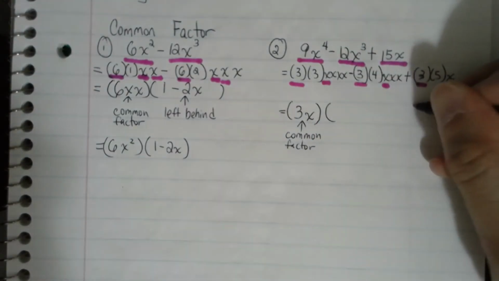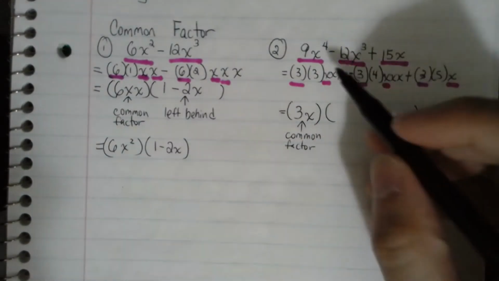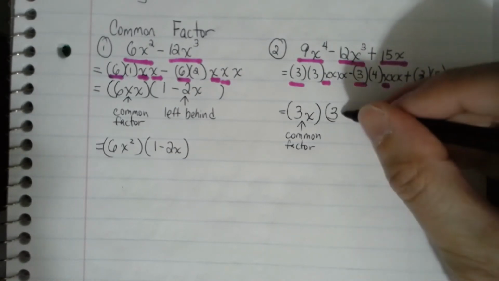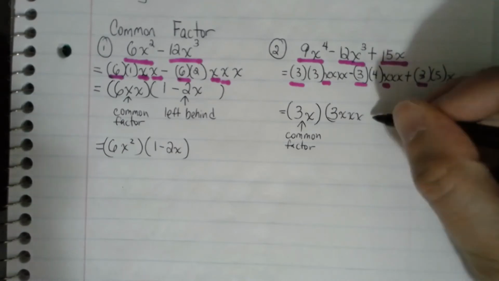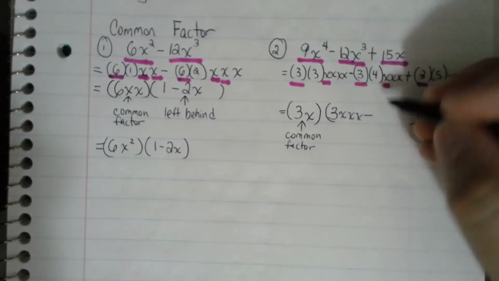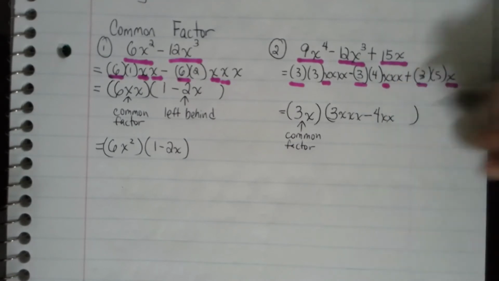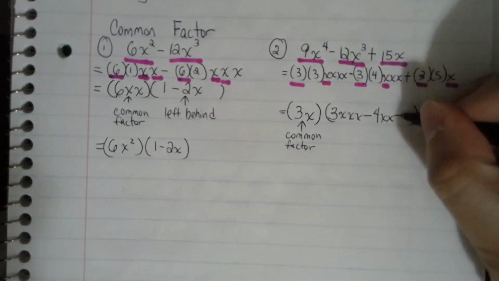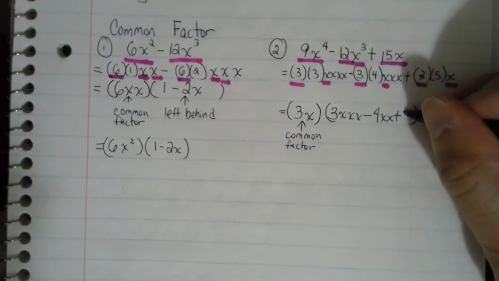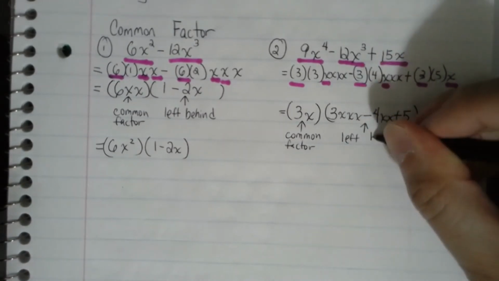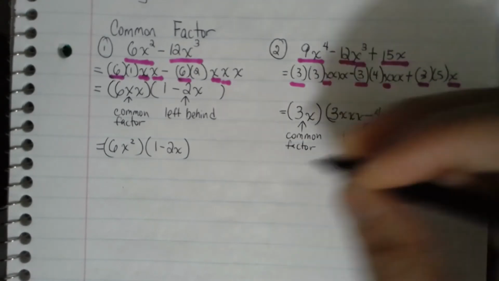Now let's take a look at what is left behind. We have 3 x x x, minus 4 x x, plus 5. And this here is what is left behind.